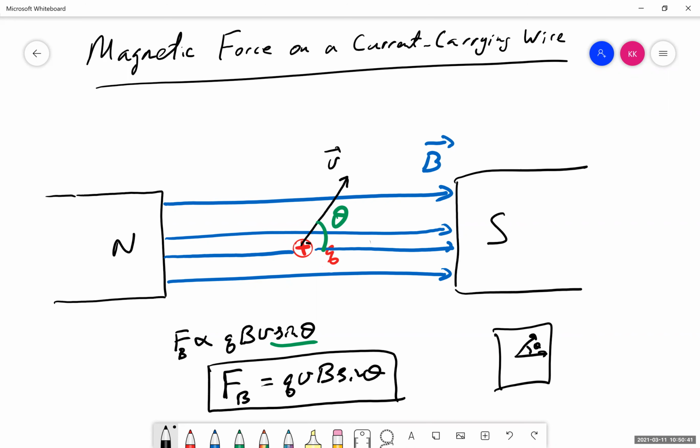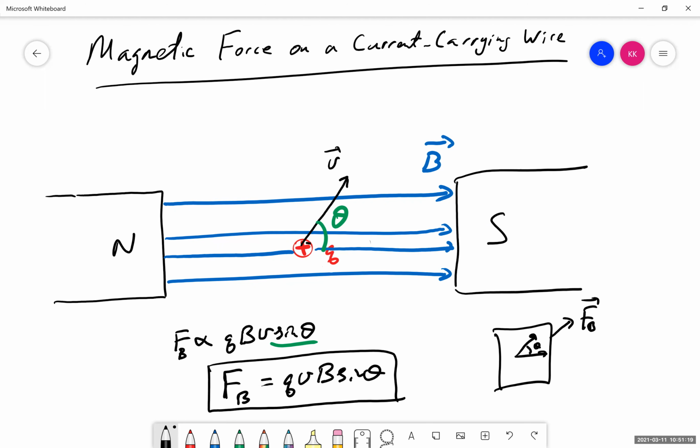In this particular case, if you use the right-hand rule, you should be able to see that the magnetic force is into the page. Your fingers are in the direction of velocity, you curl your fingers using your right hand toward the magnetic field, and your thumb should be pointing into the page, which means that's the direction of the magnetic force. All right, so that's what we have for the magnetic force in terms of it requiring a moving charge. Now, obviously our lab is not about magnetic force on a moving charge. It's on a current carrying wire.